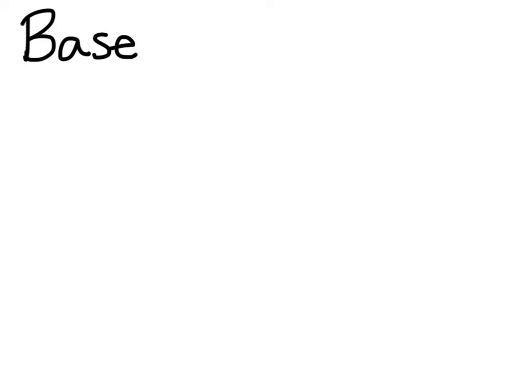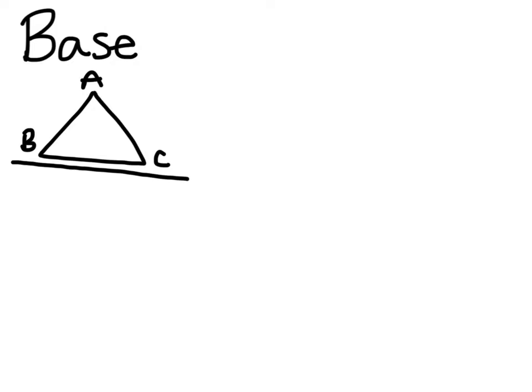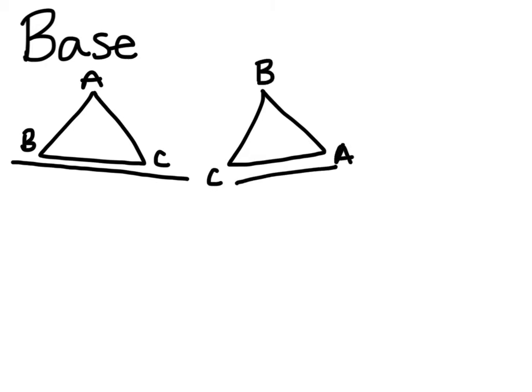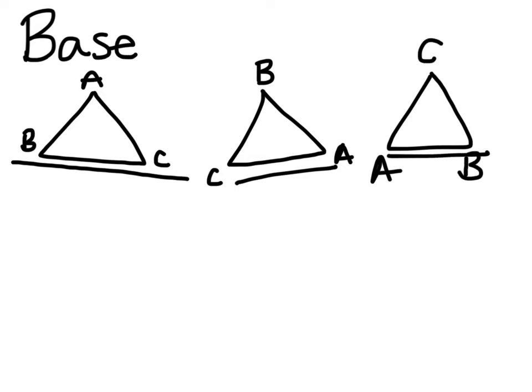Any one side of a triangle can be its base. The base of an object is simply the face or the side on which it lies. So if we draw a triangle ABC, the base could be side BC. We could turn the triangle over, and the base could become side CA. Or we could turn the triangle the other way, and the base could be line AB. So any one of the sides can be the base. It just depends on which side the triangle is resting.